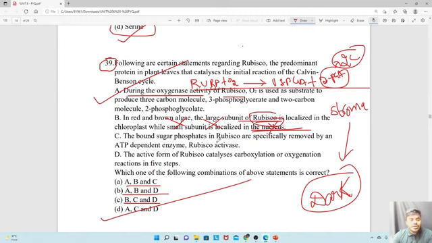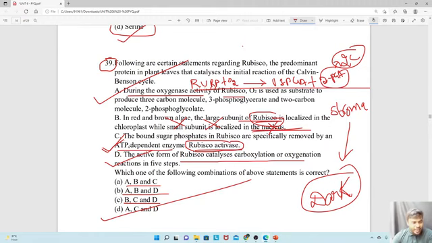Option C, the bound sugar phosphates in Rubisco are specifically removed by an ATP dependent enzyme, Rubisco activase. I feel you people did not know about this, but remember, Rubisco activase is an enzyme where, listen to my statements carefully, whatever extra sugars are added to the Rubisco, those extra sugar phosphates can be removed by the Rubisco activase enzyme. C is right, friends.